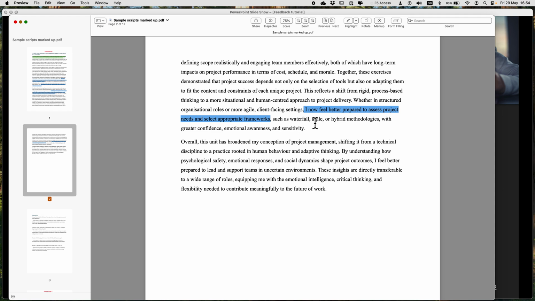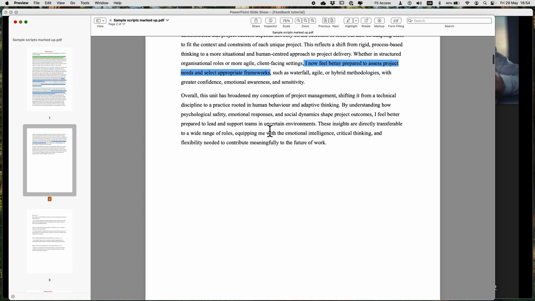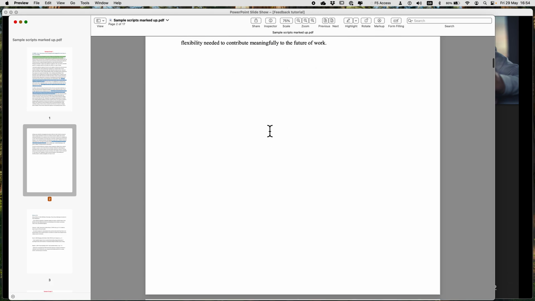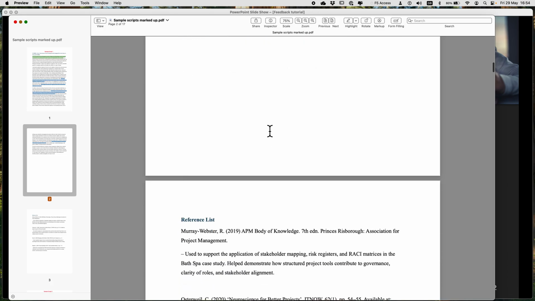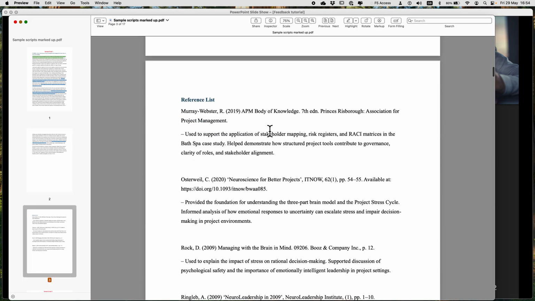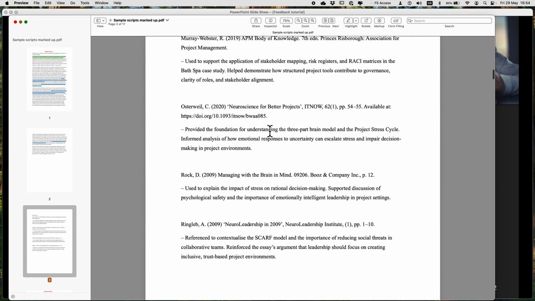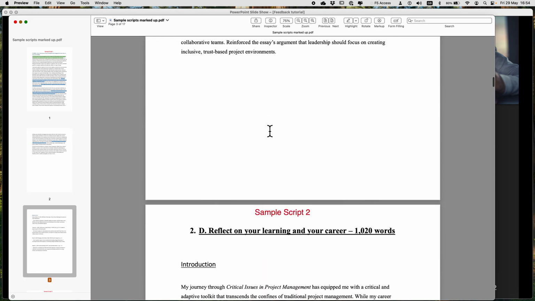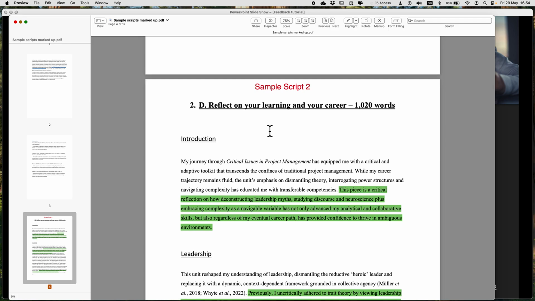Now they do mention waterfall, agile or hybrid methodologies with greater confidence, but again, I'd want to show an example here. For example, in a team setting, I would do X, Y, and Z in order to draw on these ideas. Let me emphasize, even though it's short, this is a very good essay, well structured. I'm convinced that they have engaged with the material, but they've stayed quite high level, almost descriptive at times.